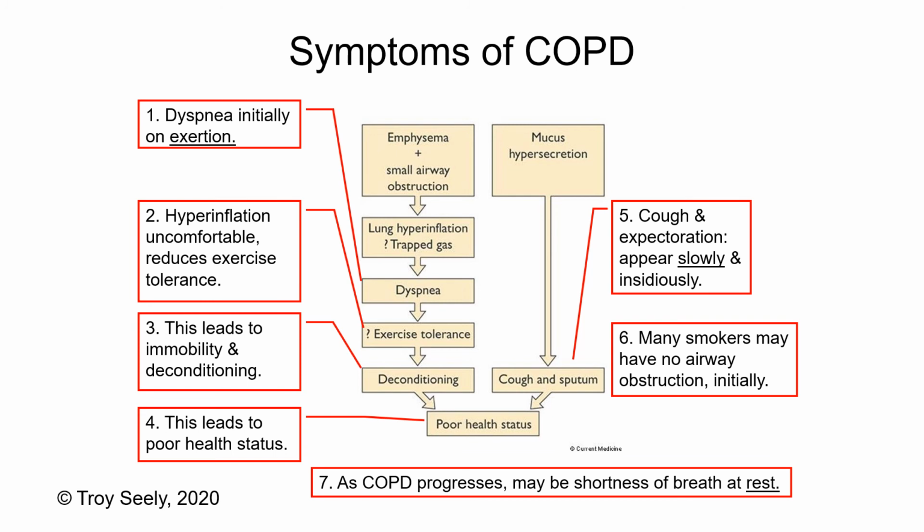As COPD progresses, inclusion of emphysema, chronic bronchitis, and you may notice there's going to be some overlap. We know there's overlap with air trapping. Well, as it progresses along, you can have shortness of breath at rest. This is where somebody needs to undergo some lung functional testing to find out what's going on.